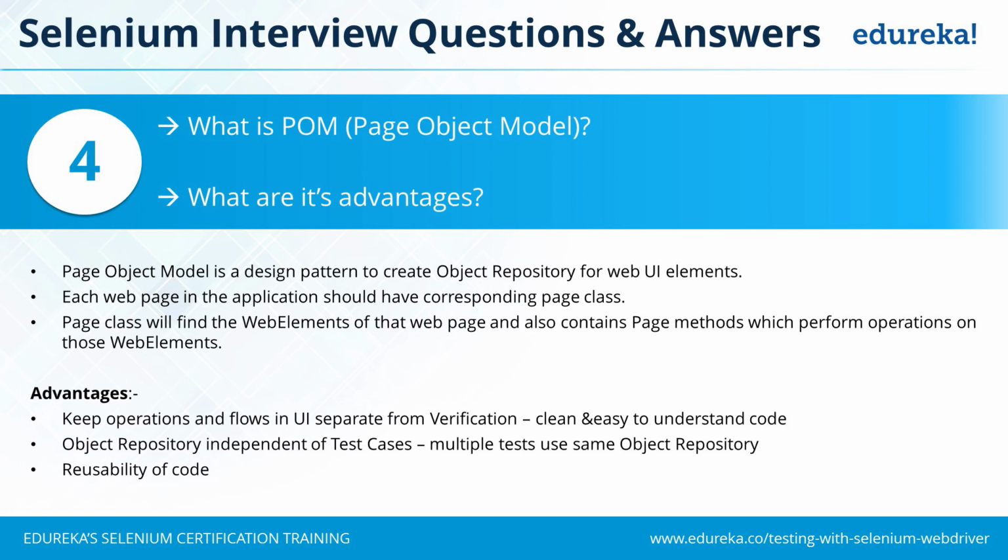What are the advantages of POM, that is, the page object model? Keep operations and flows in the UI separate from verification. So we want to keep the objects and the operations separate from the verification. Wherever we are trying to perform a verification, we don't want the methods to exist over there. We don't want the objects to exist over there. So basically, for a particular functionality, you come up with three classes.